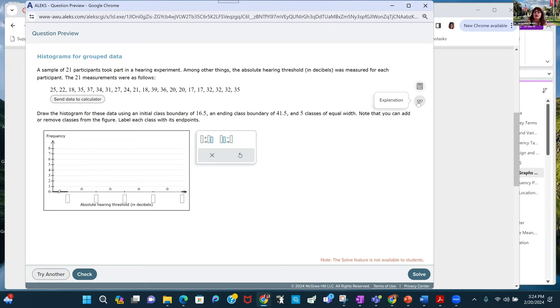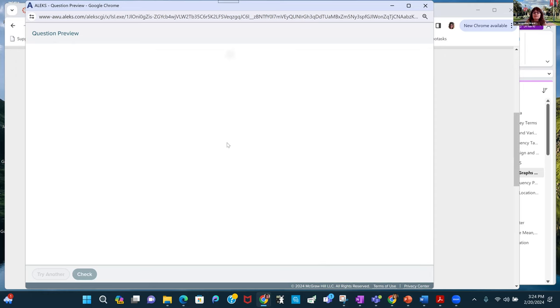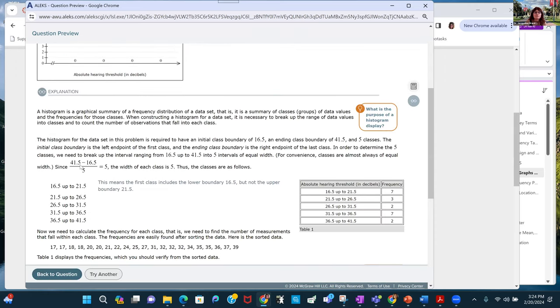Okay, so you're going to subtract to find the difference and then divide by five to get the width of each class. You subtract on the top, you get 25, and then divided by five, so you get five. So these are the two different ways this topic appears.